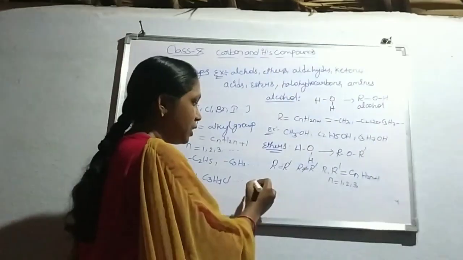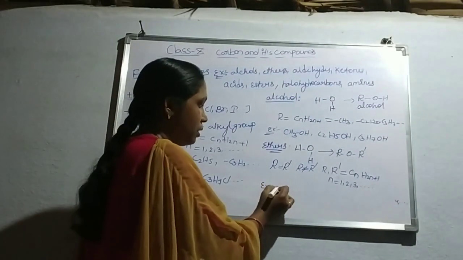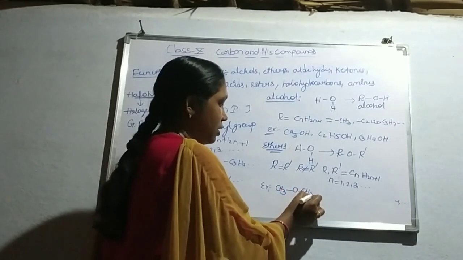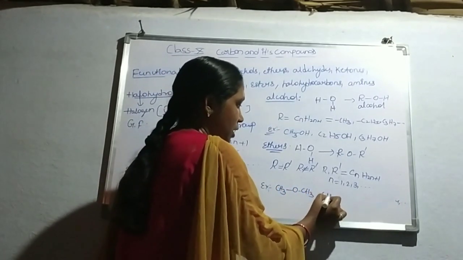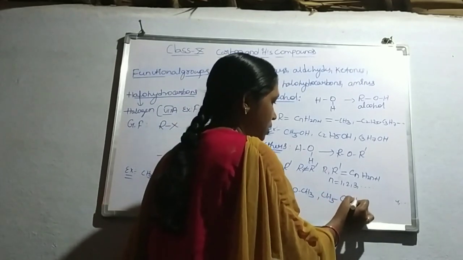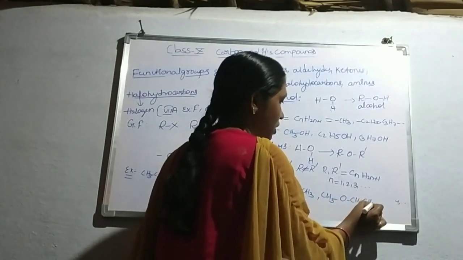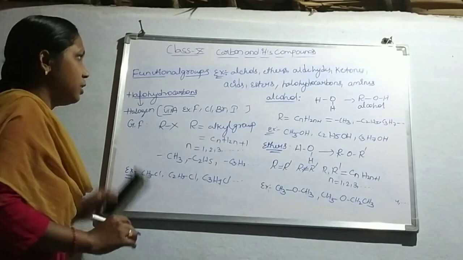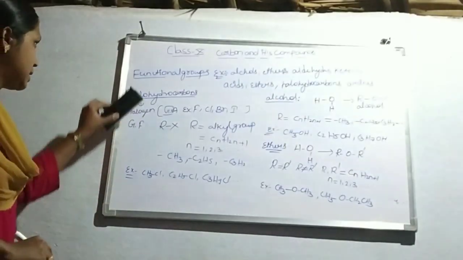Okay, see the examples for the ethers. Example: CH3OCH3, CH3OCH2CH3. These are the examples for the ethers. And next we will see the aldehydes.